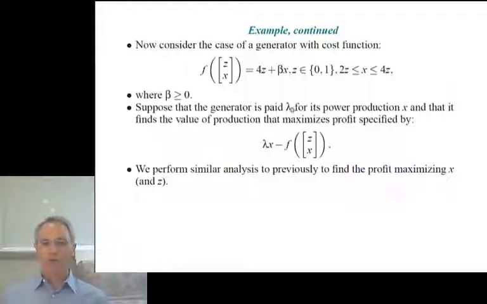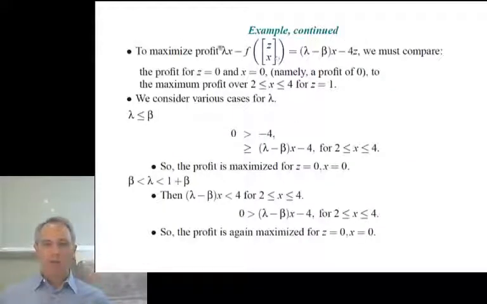Let's again suppose that the generator is paid lambda for its power production x, and then it finds the value of production that maximizes its profit. We did a very similar analysis previously, so I'm going to move fairly quickly over it. If we want to maximize the profit, which is lambda times x minus f of z, x, that's equal to (lambda minus beta) x minus 4z, we need to compare the profit when we're out of service, which is a profit of 0, to the maximum profit when it was generating between 2 and 4 if z is equal to 1. And we consider various cases.